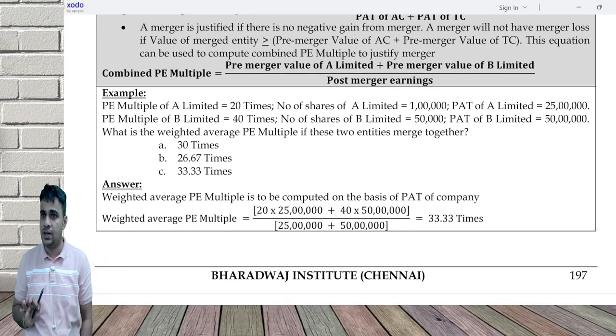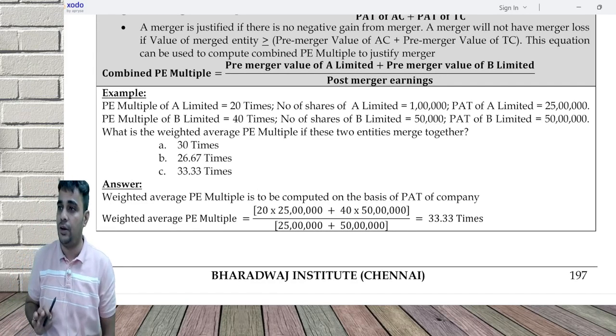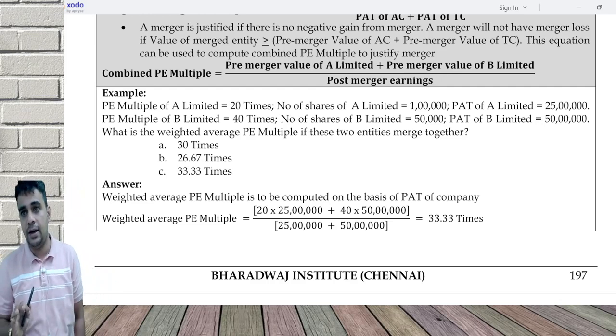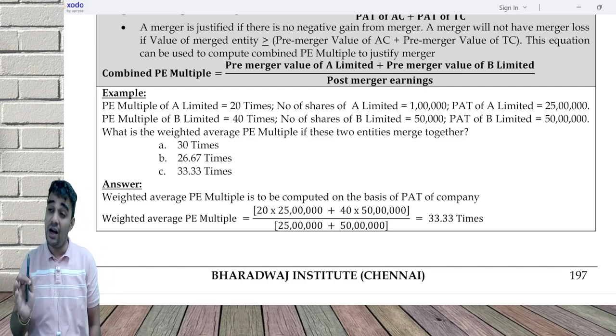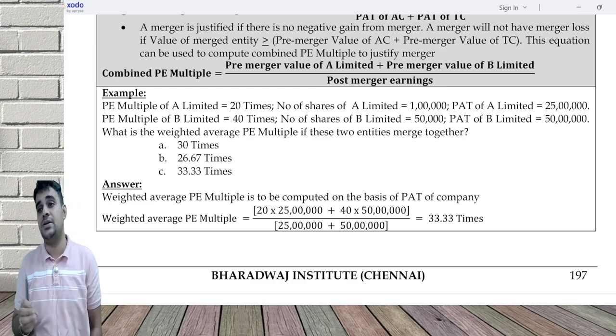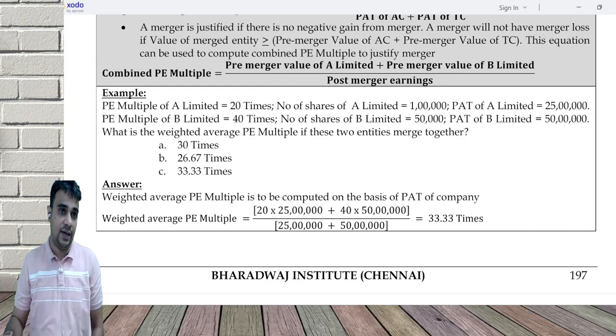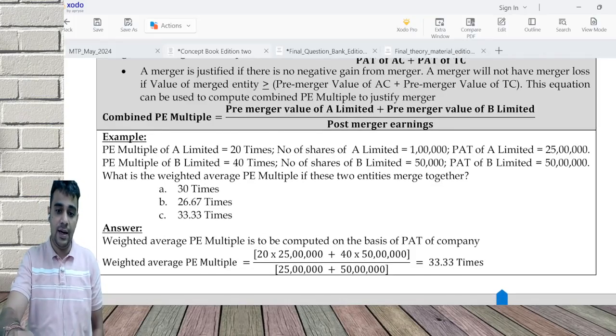You're doing a weighted average of 20 and 40. Any doubts on the concept? Assume P multiple becomes weighted average. There is no gain at PAT level. You will have zero gain from the merger. Merger will not give any gain. Any doubts on this?